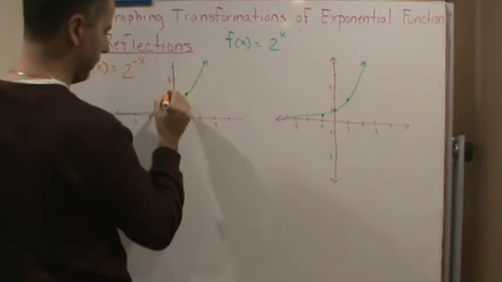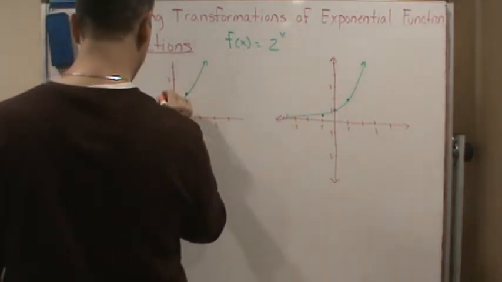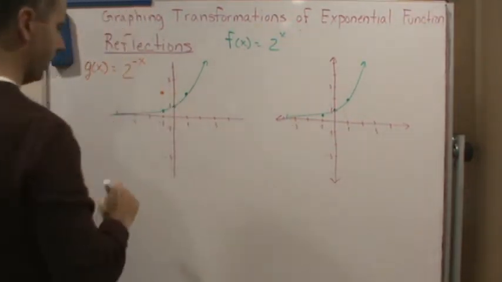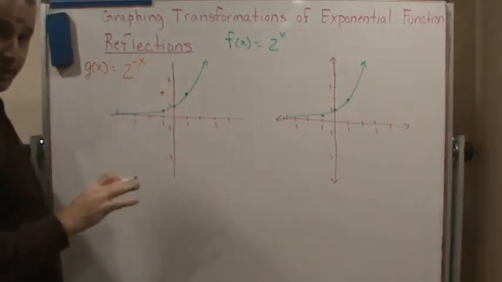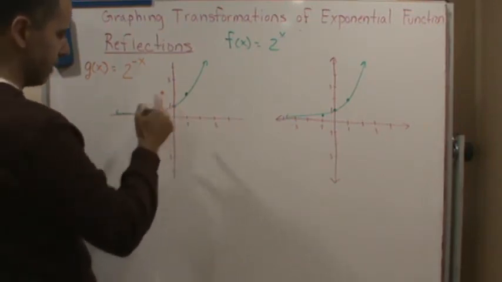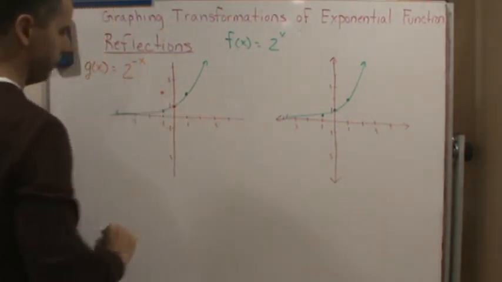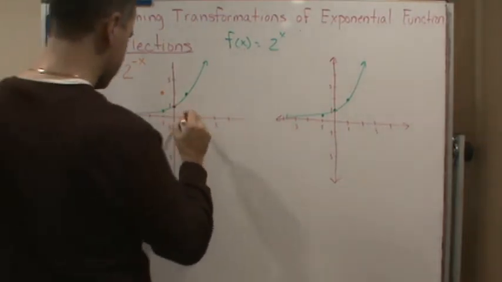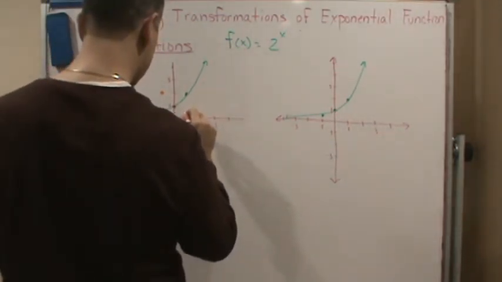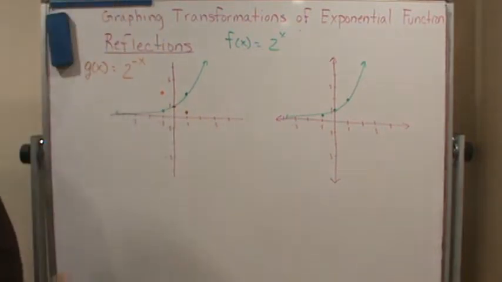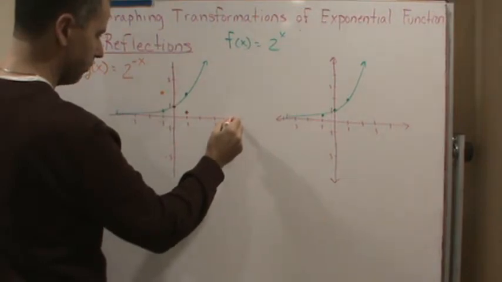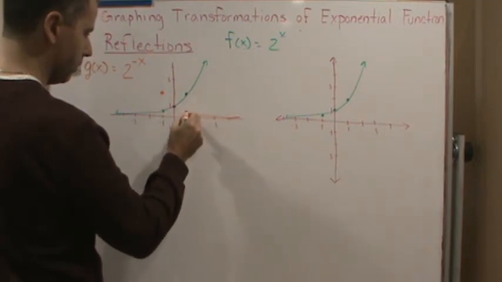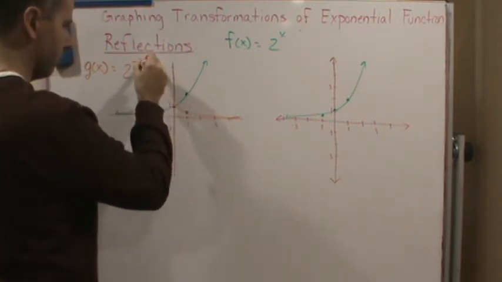So this point is going to be reflected to here. This point's not going to be reflected at all. It's on the y-axis, so it's the pivot point, if you will. So it's going to stay right there. And then this point here is going to be flipped to the other side as well. And so what you get is something that looks like this. Like that.